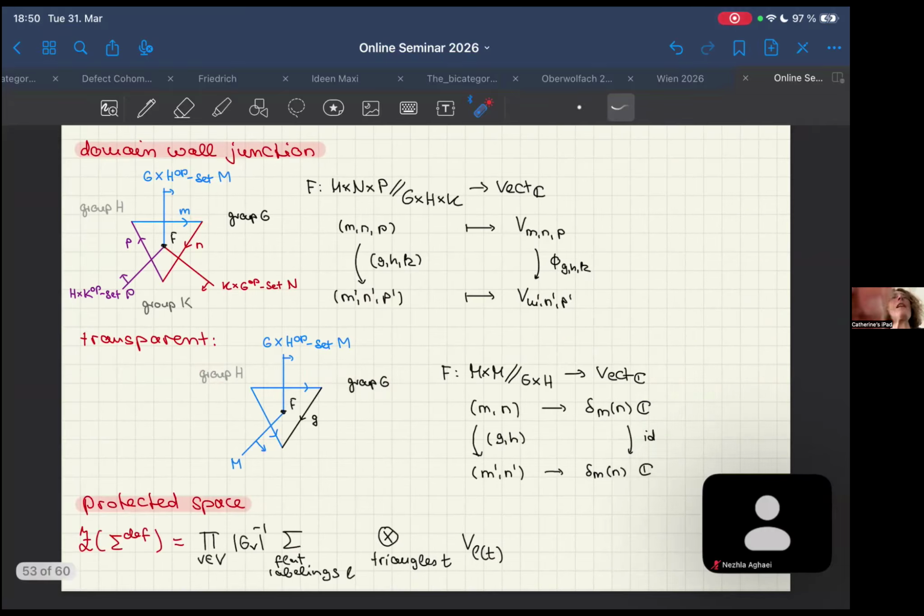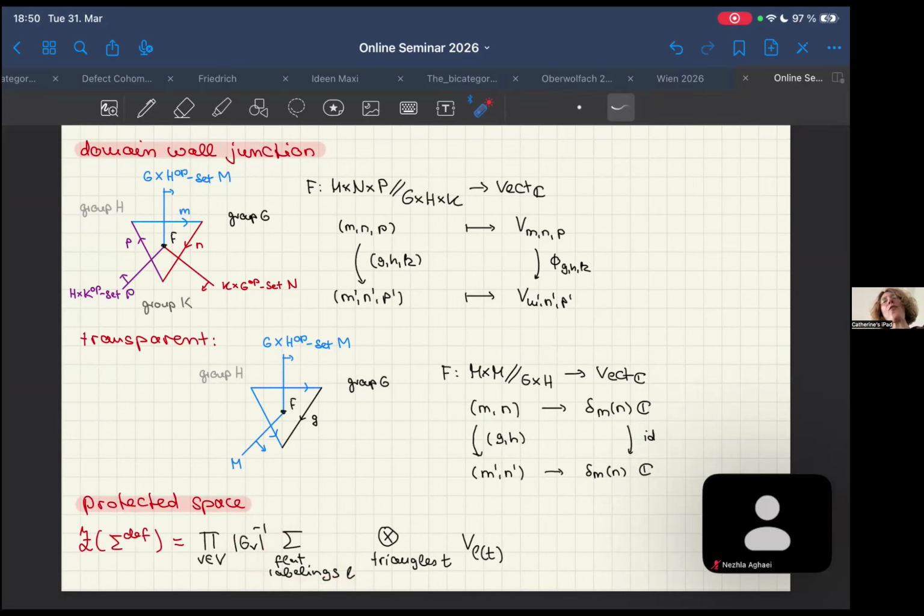Okay, and given our description of the domain walls and the domain wall junctions, we could now write down something like a protected space. Here we would say we take the product over all the vertices of the group, the inverse of the group cardinality of the group that sits at the vertex. And we take the sum over all flat labelings.